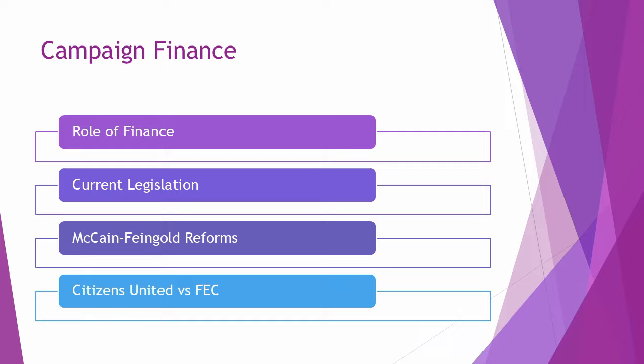The current legislation on campaign finance is a mix of federal limits on direct donations and regulations overseen by the Federal Election Commission. The McCain-Feingold reforms from 2002 mean that soft money donations to national parties are banned and limits are placed on broadcast election advertising.